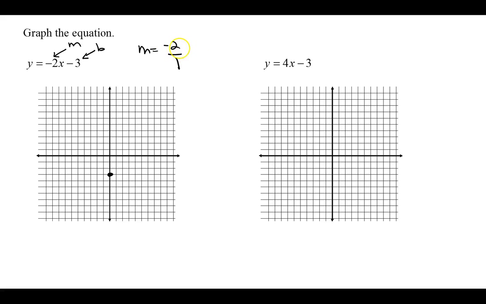And so when it's negative, that means that you go down however many. So this is 2. And then for the denominator, you're always going to go to the right, so you're going to go to the right 1. This is instructions on how to make another point. Go down 2 and to the right 1. Go down 2 and to the right 1 if you wanted to continue doing this. And your line should go through those points.